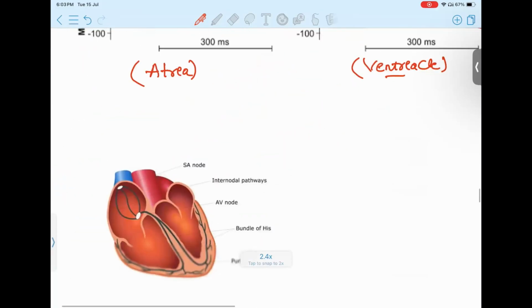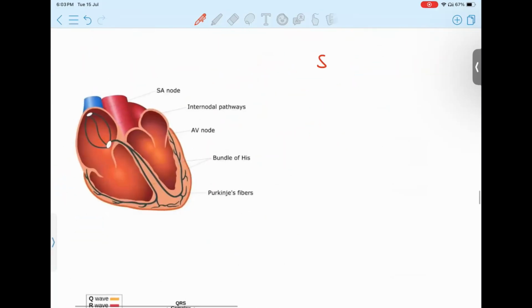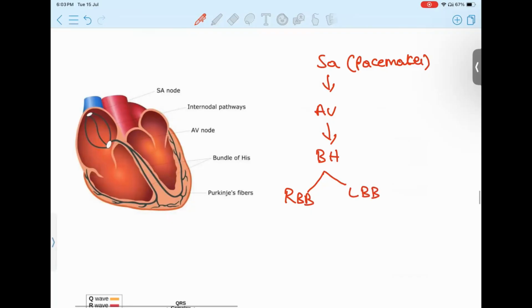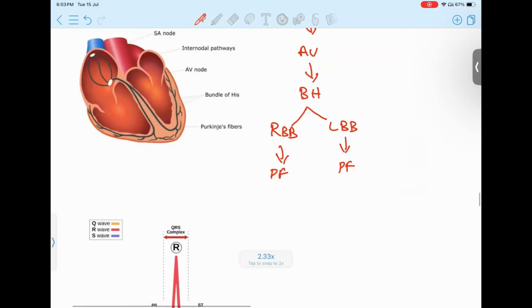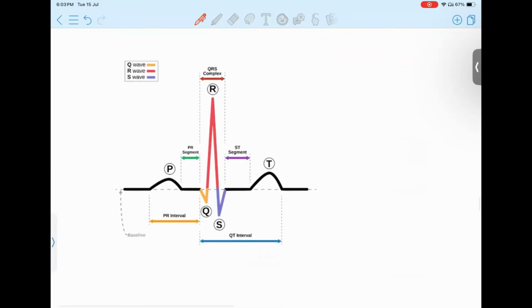Next, moving on to the electrical conduction pathway. What happens from the SA node? It will reach the AV node. The SA node is the pacemaker of the heart, right? And it will reach the bundle of His. From the bundle of His, it goes to the right bundle branch and the left bundle branch. From there, it will also reach the Purkinje fibers. And the entire heart will be getting the electrical conduction, which is turned into the ECG pathway.